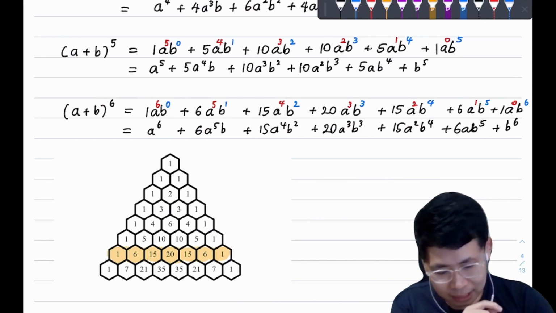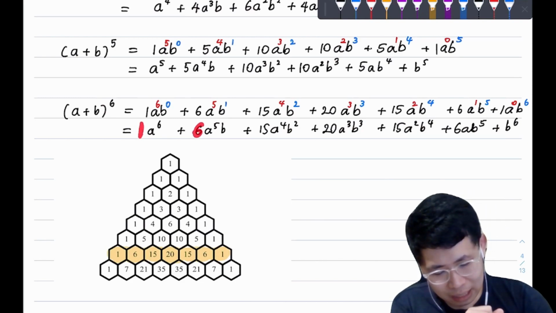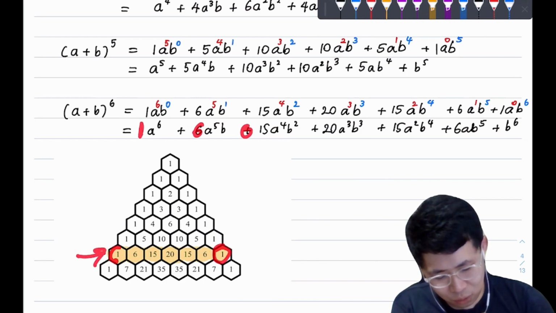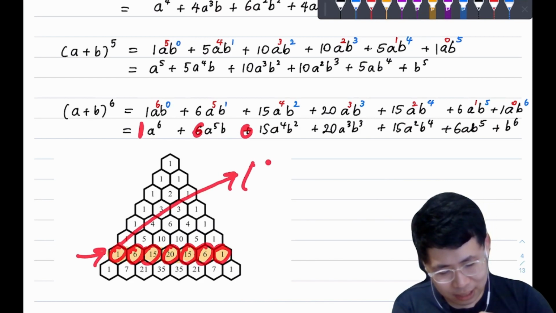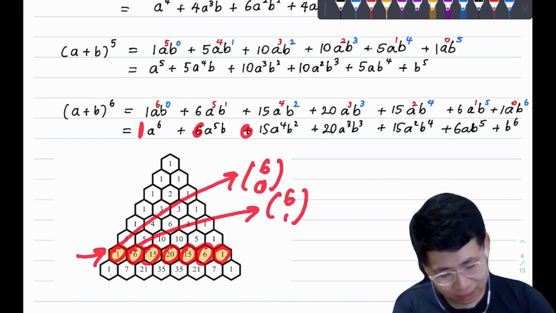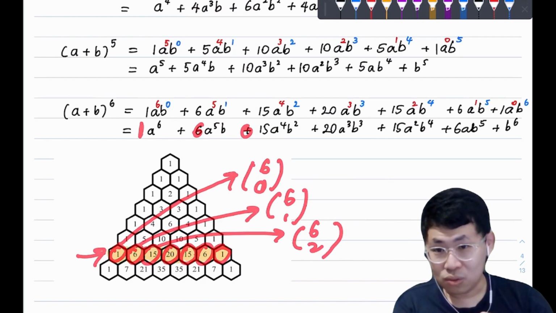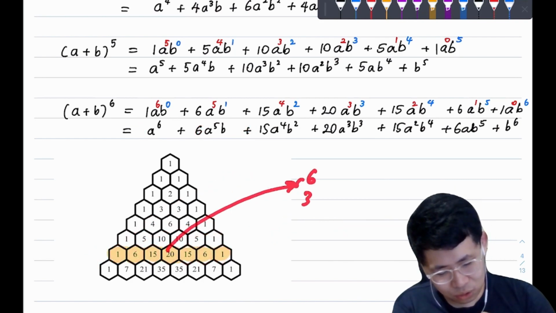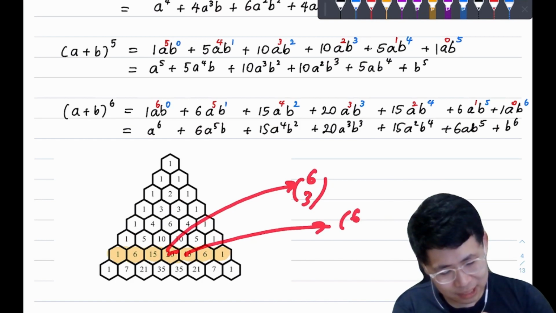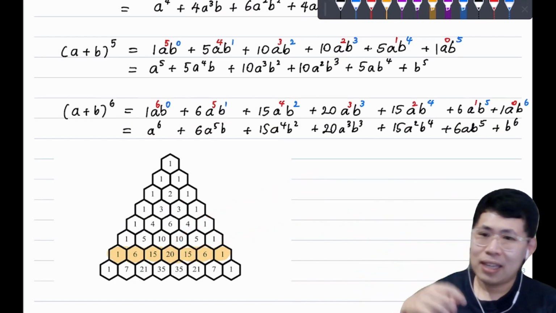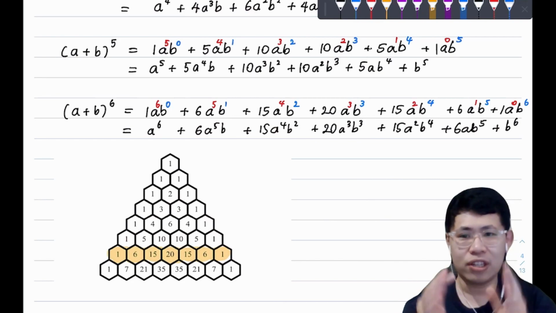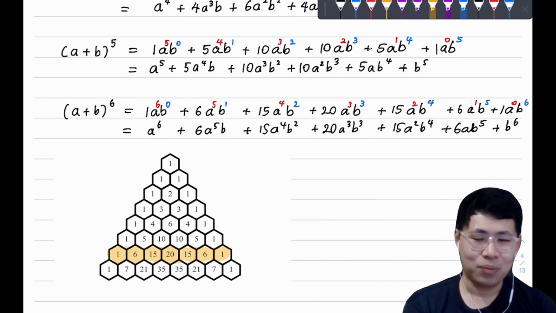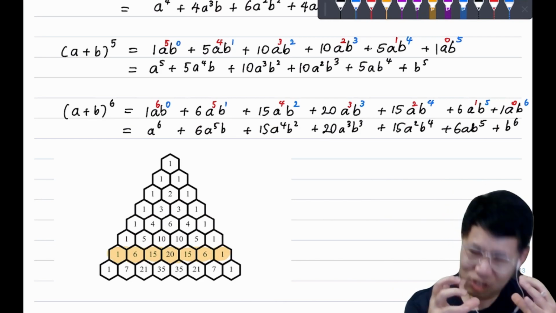And where does the coefficient come from? The coefficient comes from this one. Remember, this is actually 6 choose 0. This is 6 choose 1. This is 6 choose 2. This one, 6 choose 3. This one, 6 choose 4, and so on and so forth. So technically speaking, we can generalize the coefficients, we can generalize our terms, and we can get a general formula for this.